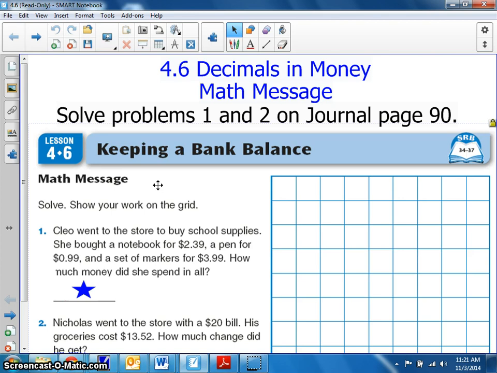Okay, you're all wanting to be experts in money. I think you guys know money pretty well. So what we're going to do today is look at how we see money in everyday life and how decimals play a part in it.